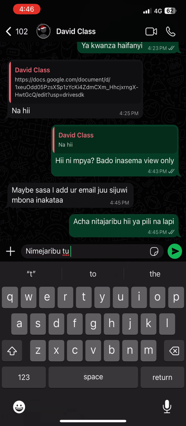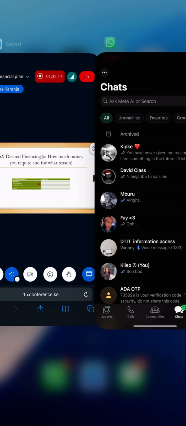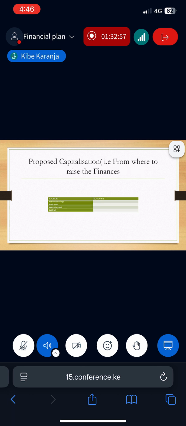How much money do I require? So much. How much money do I require and what for? I require so much money to purchase the following assets and finance the following needs. Where will I get this money? I will get it from the following sources: savings, bank loan, asset disposal, or donations.